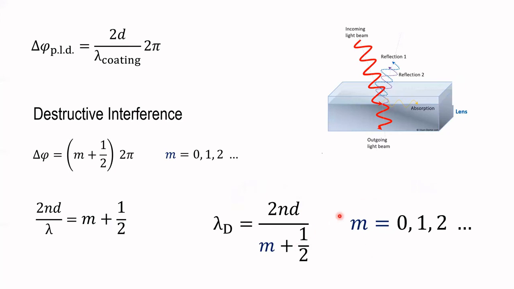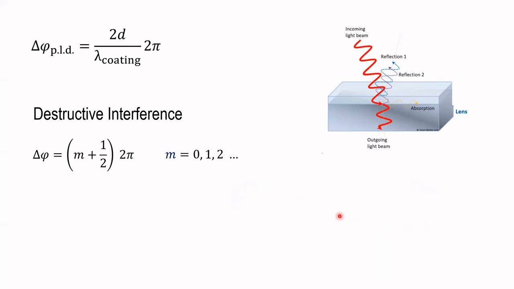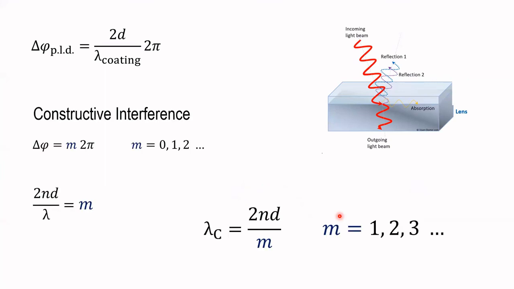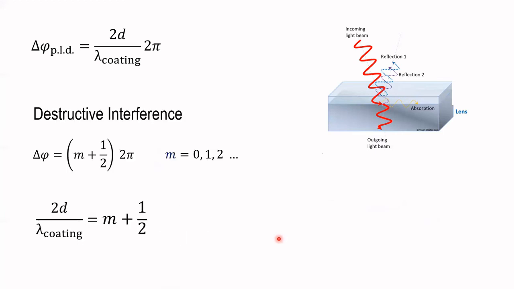You know what? Hang on a second. I forgot to say one thing. If you go back to the case of constructive interference, here I said M can be 0, 1, 2. And over here, I just wrote 1, 2, 3. And that's because if you plug in M equals 0, you get that the wavelength is infinite. That makes no sense, so we have to throw that out. Okay, so previously it was M equals 1, 2, 3.